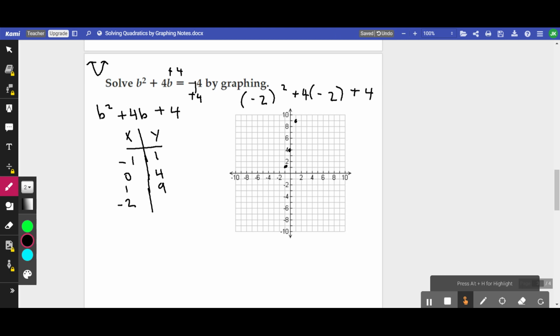So if you square the negative 2 there, that'll be 4. And then 4 times negative 2 would be negative 8. So 4 plus negative 8 would be negative 4. And then negative 4 plus 4 would be 0 then. So you can graph this. So negative 2, 0 will be here. And then you can sub in the negative 3 next because we don't know if it's coming back up yet. So you have to try the negative 3.